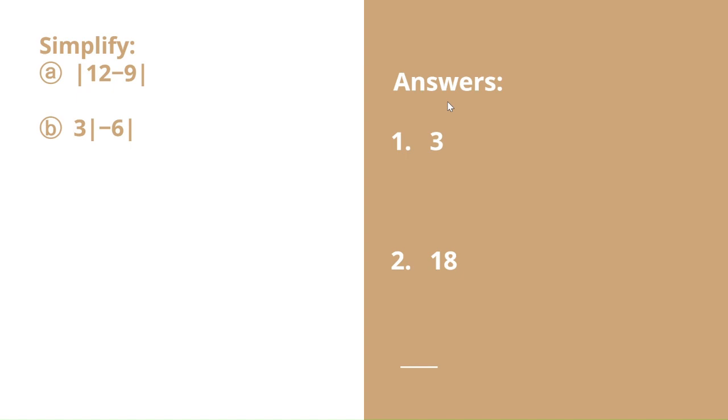Okay, so the first one is 3, because 12 minus 9 is 3. The second one is 18, not negative 18, because we know that negative 6 in the absolute value is 6. And for the one I asked you, the absolute value of 9 minus 12, which is also 3, because 9 minus 12 is negative 3 and the absolute value is 3.